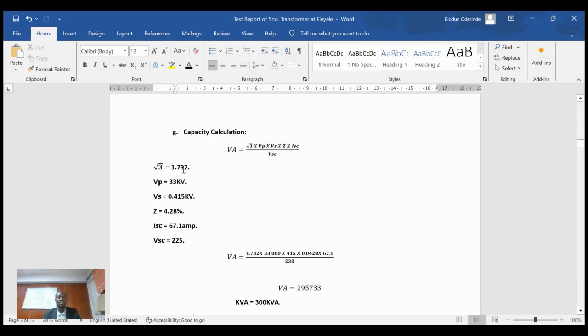Root 3 is 1.732. VP, that's primary voltage. If it's 33/415, your VP will be 33 kV. If it's 11/415, your VP will be 11 kV. And your VS is the same thing, because it's either 33/415 or 11/415, it will be 415 volt or 0.415 kilovolt. You can see 33 kilovolt or 33,000 volt.